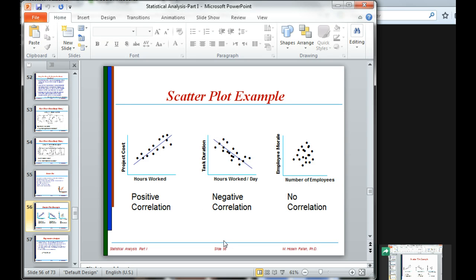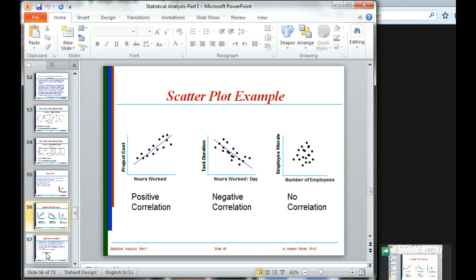This is a negative correlation: the project duration as a function of how many hours you work per day. This is where project managers tend to allocate overtime in order to bring the project duration down to what the plan was. So it's a negative correlation here. And obviously there are some situations where there is no relationship. Here, the number of employees and employee morale are not necessarily correlated in any way.